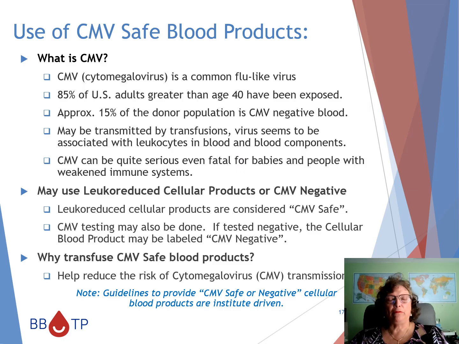The next area that we want to look at is CMV safe blood products. CMV is a common flu-like virus. If you're an adult here in the United States over the age of 40, 85% have already been exposed to it, and about 15% of our donor population is CMV negative. The virus seems to be associated with leukocytes in blood and blood components, and so it can be transmitted by transfusions. And CMV infections can be very fatal for an immunocompromised type of patient, such as a premature infant or people with weakened immune systems.